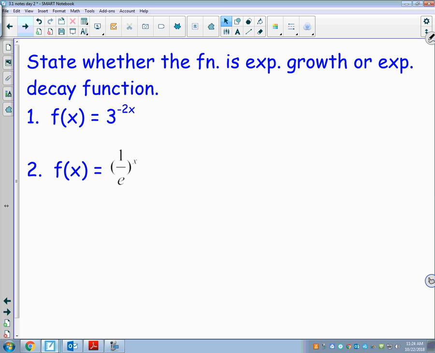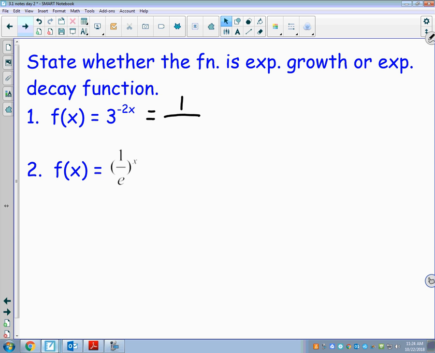So really just two things we're doing in this video. It's going to be pretty short. One, state whether the function is exponential growth or exponential decay. You have to be really careful on this. Think about what's happening here, because this doesn't fit the pattern a times b to the x because this is negative, but think about what a negative exponent is.